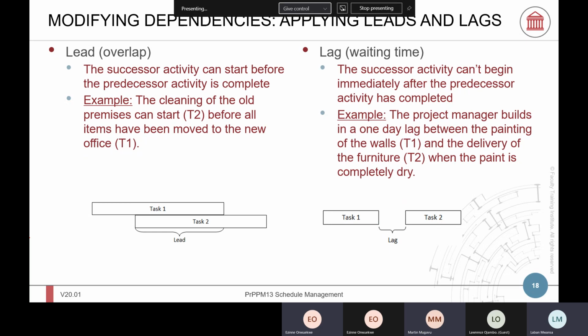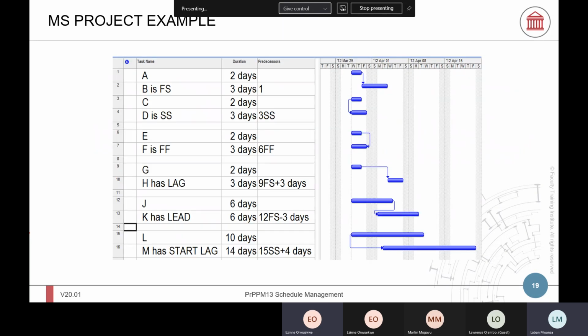This is why even in Microsoft Project, it will look like this. The finish to start is always the simplest. We must finish this task before we can start this one. The start to start, as long as we've started this one, we can start this one.